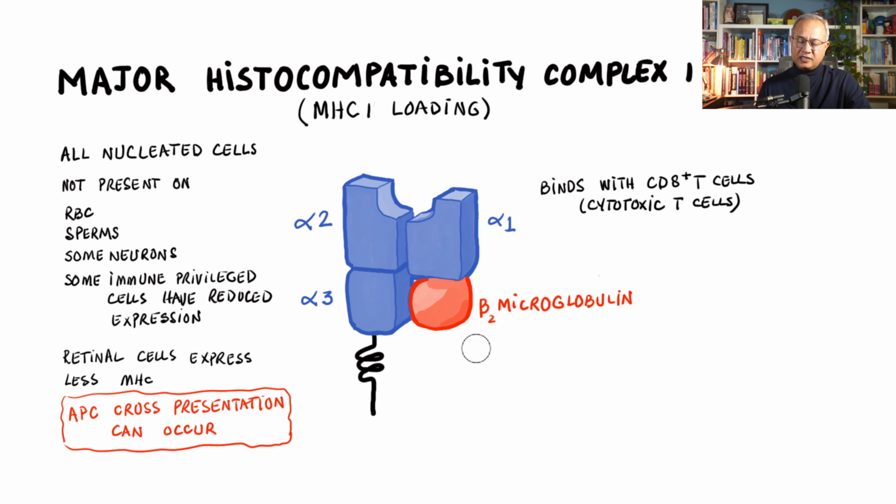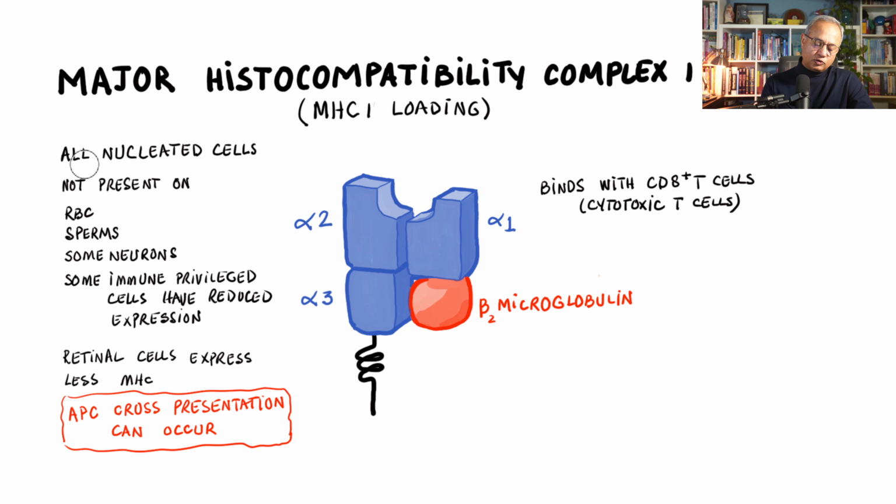The MHC Class I complex binds with CD8 T cells or cytotoxic T cell. Remember that MHC number, for example here Class I, multiplied with the T cell should be 8. So here the number is 1, so the T cell has to be 8. If the number was 2, for example MHC Class II, then the CD4 cells will bind with that.